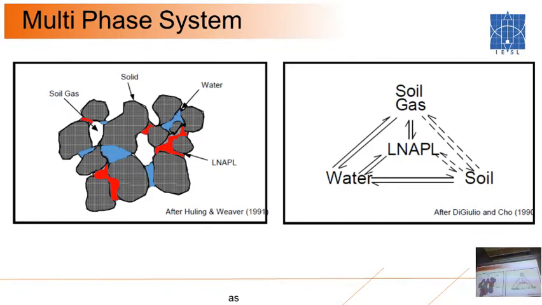In multiphase systems, LNAPL can exist in any of these four different phases. It could be as LNAPL itself, or it could be dissolved into the groundwater. Or it could sorb onto the soil particles, or it can be volatilized into the pore space, into the soil gas. Now, if you remember from the first slides, in the unsaturated zone we have all these pore spaces. In the saturated zone, we have three of these phases, as there is no soil gas in the saturated zone.